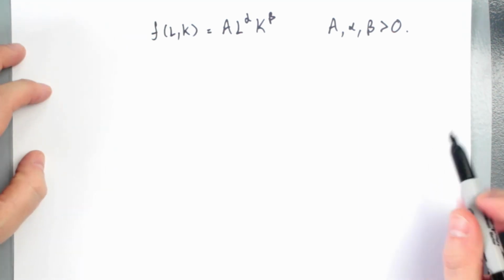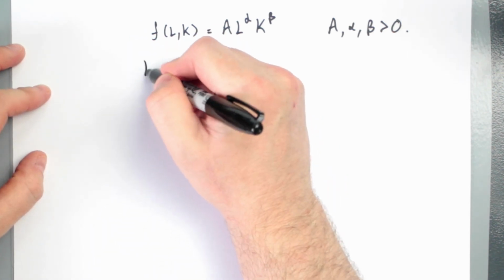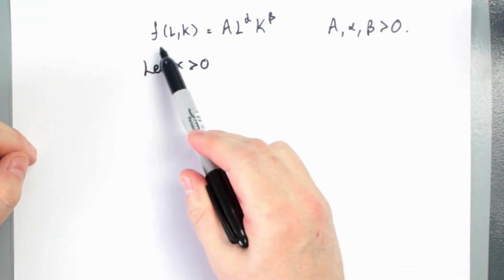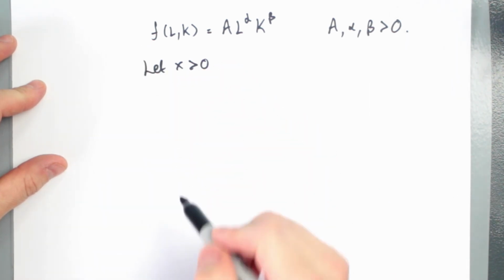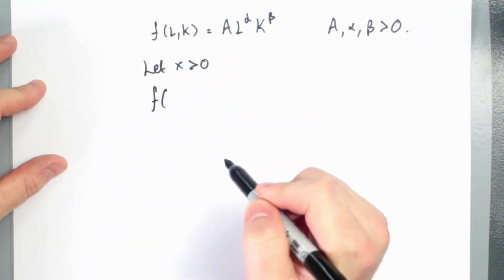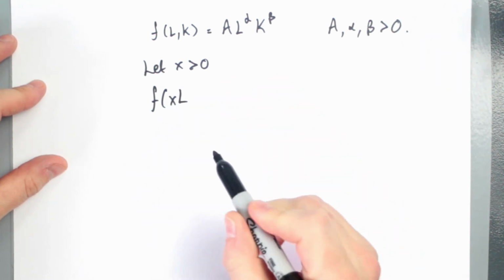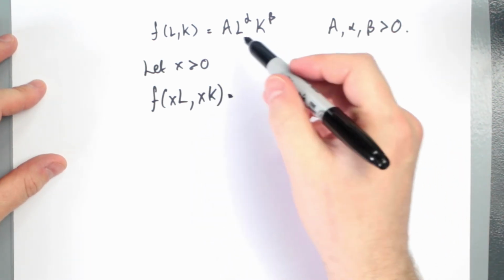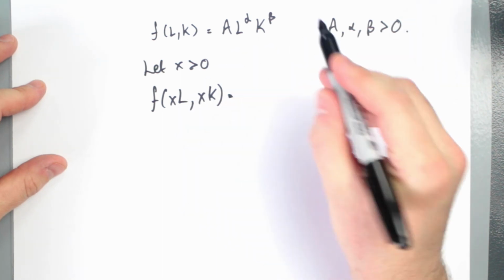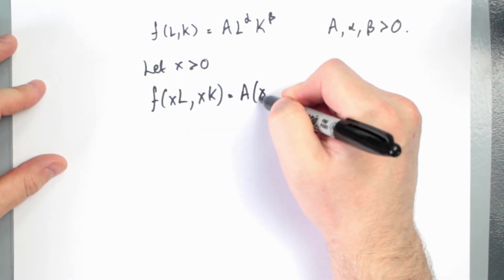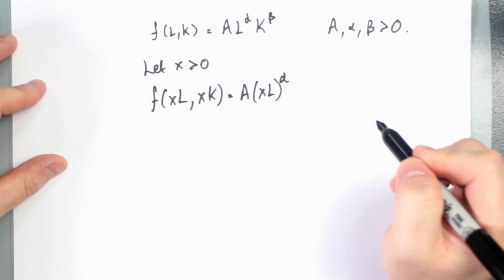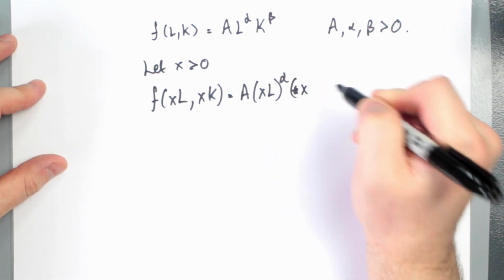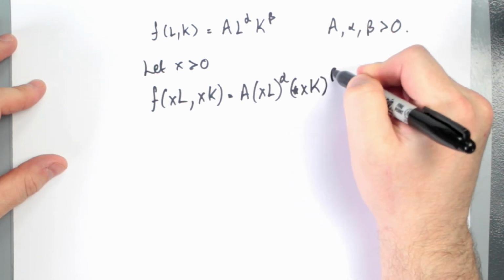When does that happen? If we take any number x, a positive number, and we multiply all of our inputs by the same number, what happens to output? What I'm asking is, if I take the long-run production function, multiply labour by x, and multiply capital by x, what do I get? Essentially I'm just replacing L with xL, so I would get A multiplied by xL units of labour to the power alpha, multiplied by x times K to the power beta.